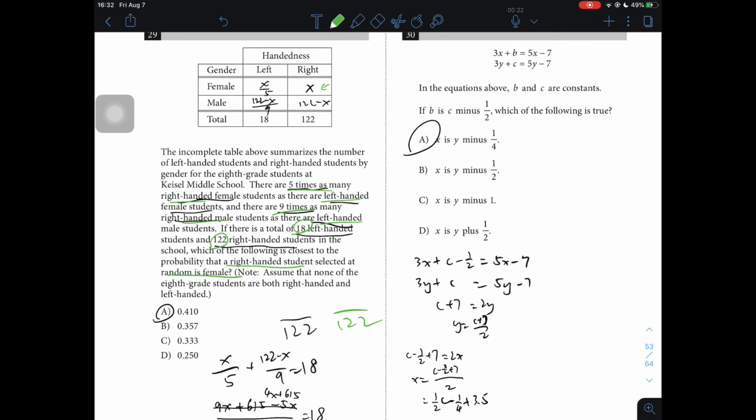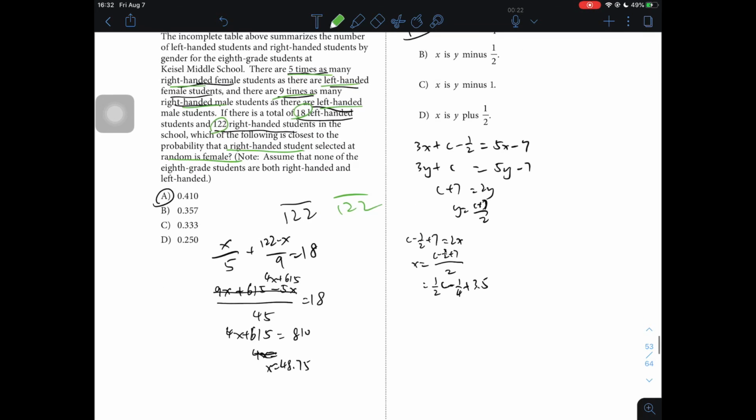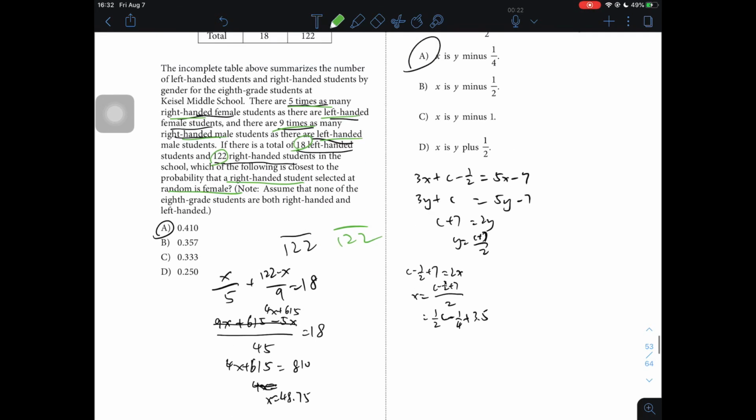And how many are left for right hand male? 122 minus x. They said there are 9 times as many right hand male, so right hand male divided by 9 is left hand male. And they said 5 times right hand female, so x divided by 5 is left hand female. So now you have all 4 boxes checked, and you can plug it in, since they said 18 left hand and 122 right hand.